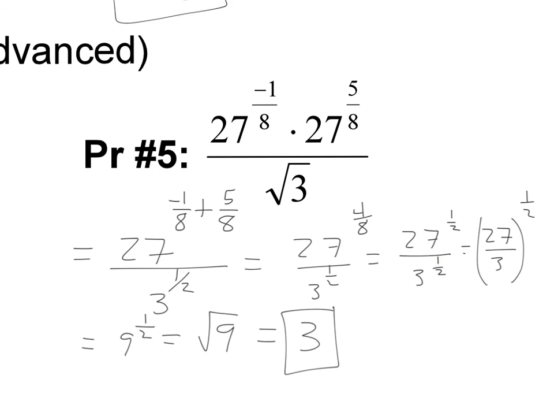Well, they're the same exponent, so I could just write it as one expression. And 27 divided by 3 is 9, so 9 to the 1/2 is the same thing as saying the square root of 9, and the square root of 9 is 3. Boom. This whole thing is just 3.